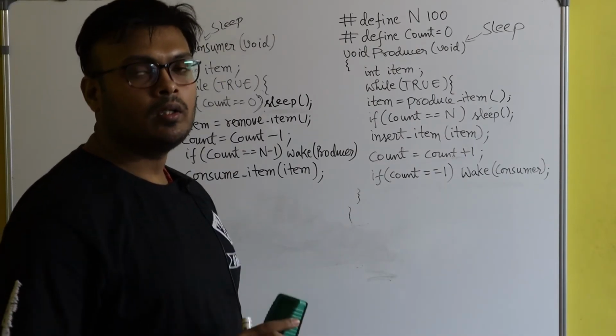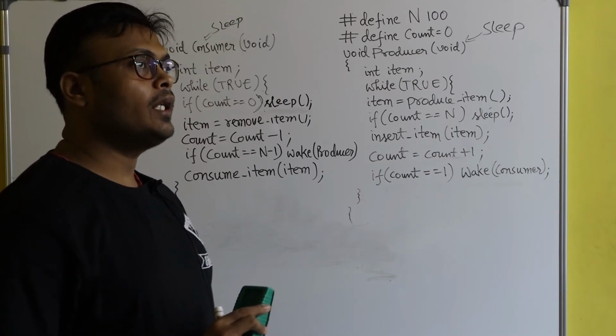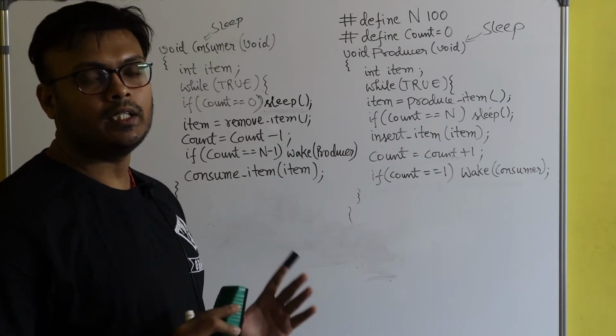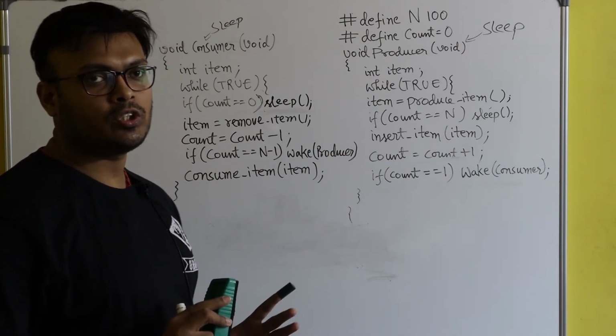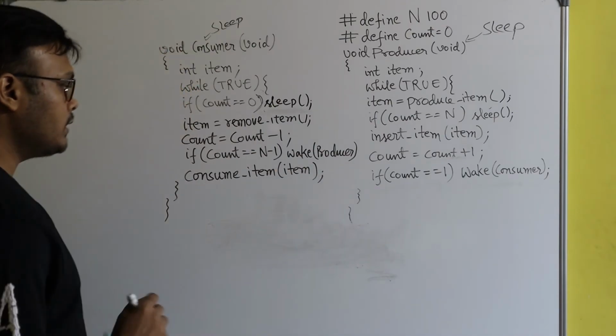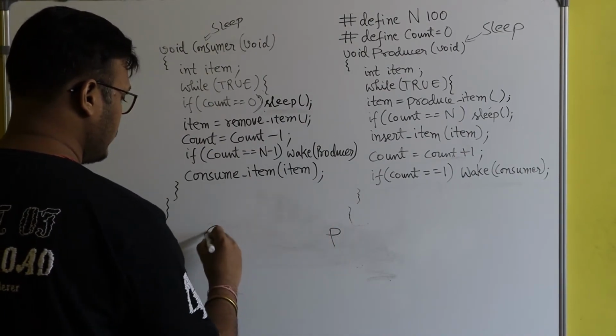So now the semaphore concept comes. What actually happens in a semaphore? A semaphore is actually a variable. It is an integer variable which was introduced by Dijkstra in 1965. So in this concept, here you see the producer, here you see the consumer.